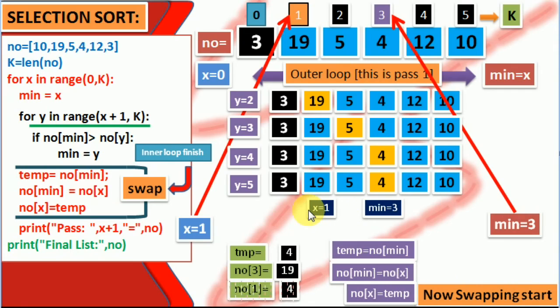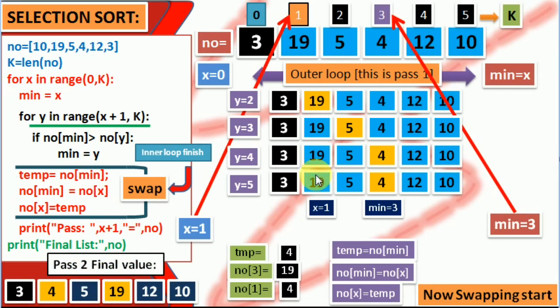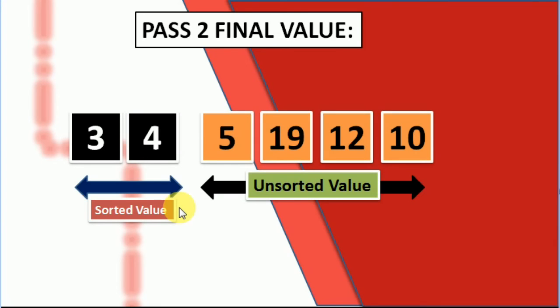Now what is the next line? arr of x. Where is that? This 19. Override that value with 4. Where is 4 stored? Inside temp. So 4 is now shifted here. So the final value of pass 2 is 3, 4, 5, 19, 12, 10. That means 4 is now in the second position and 19 is shifted here. So these are our pass 2 final values.